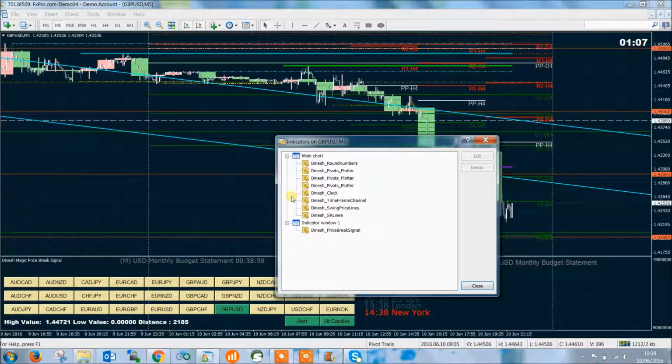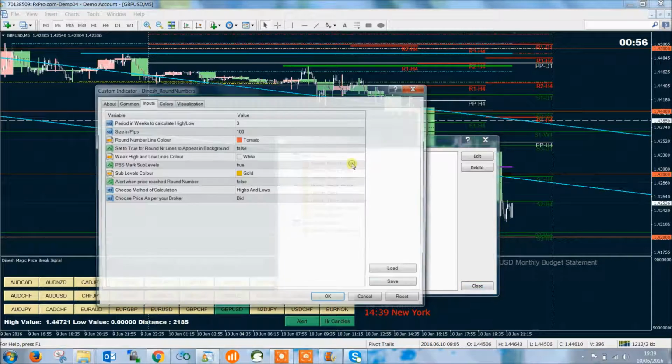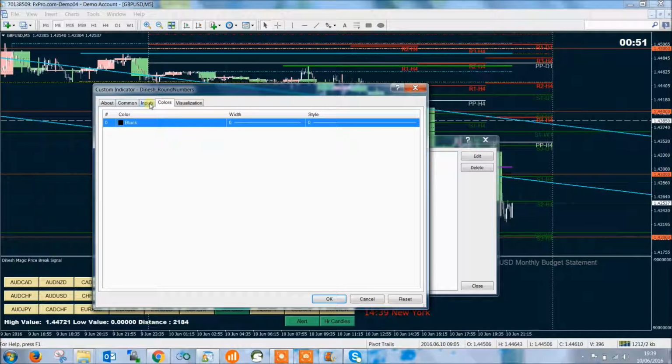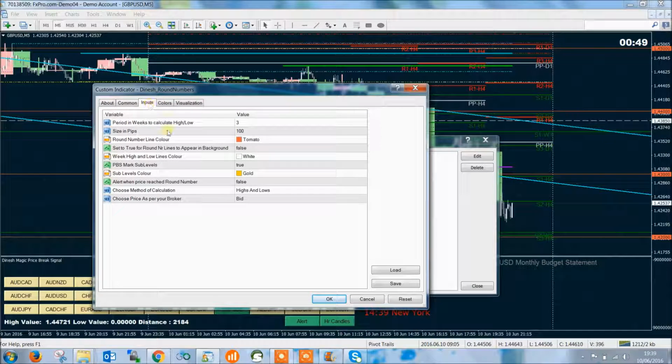Let's go to the second indicator, round numbers. As you all know, the round numbers indicator is already explained in great detail in my channel videos, but there is a little difference between that indicator and this version. It's version 5, or maybe version 2 or version 3, I can't remember, but the only difference is here, sublevels. PBS has a certain sublevels strategy, so it's exclusively for PBS people. This parameter is only used for PBS, and for other people it's of no use because it just becomes too much for them.